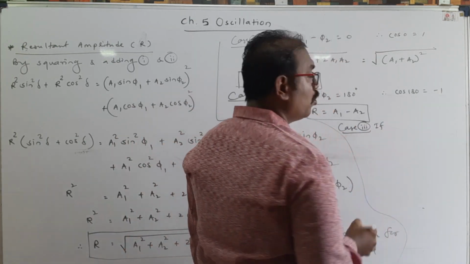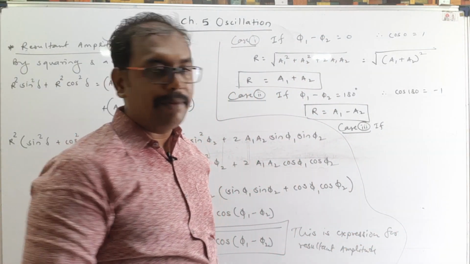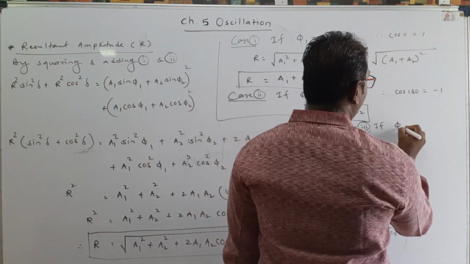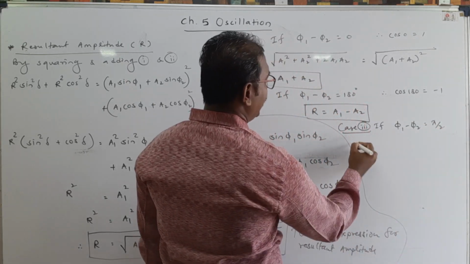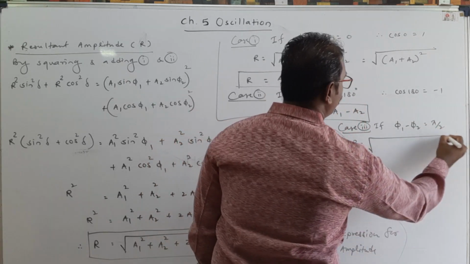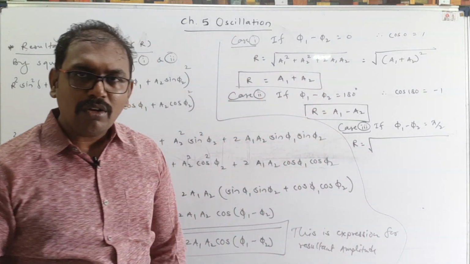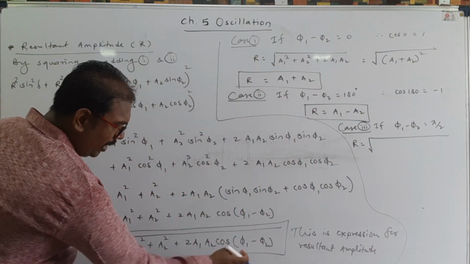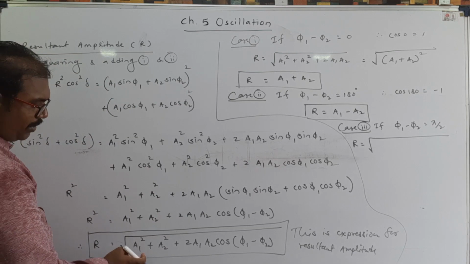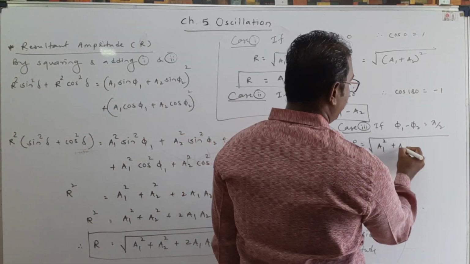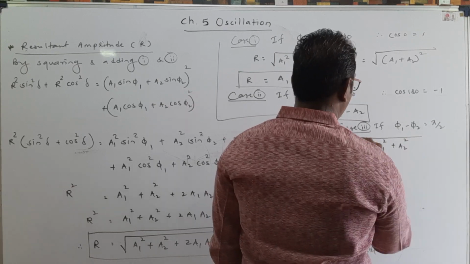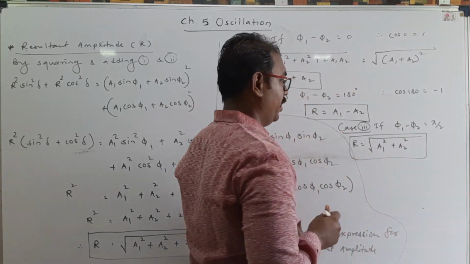If they are out of phase with a phase difference of pi by 2, if phi 1 minus phi 2 is 90 or pi by 2, then R is equal to under root. You know that cos 90 is 0, 0 into this is 0. So we get under root a1 square plus a2 square. So this is the resultant amplitude.